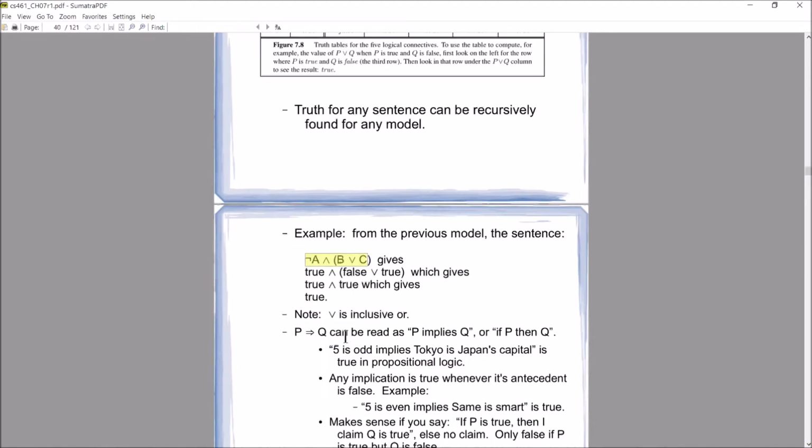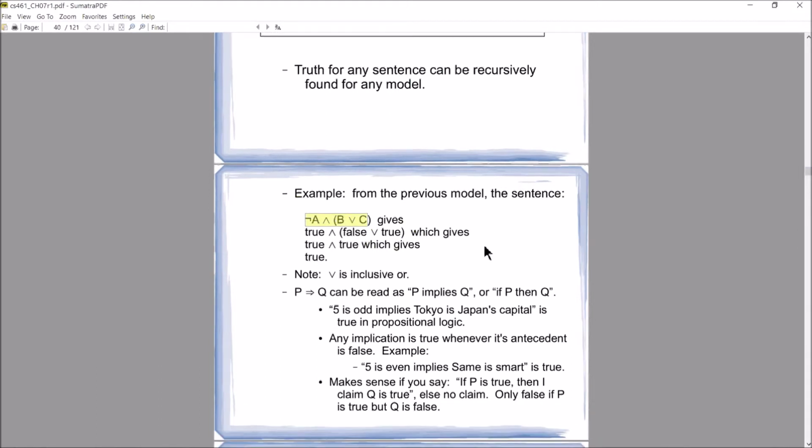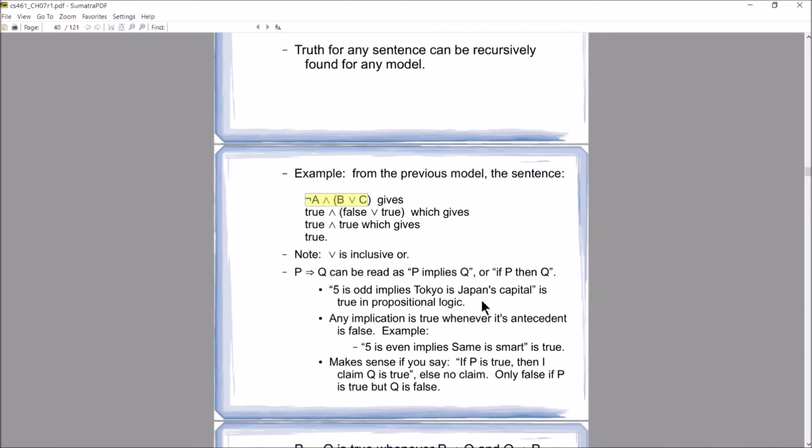Now, P arrow Q can be read as P implies Q, or if P then Q. Again, we've got some of this philosophy language going on, right? So in propositional logic, 5 is odd implies Tokyo is Japan's capital. That's true, right? It sounds kind of weird, but it's true. That's true in propositional logic based off of the definition of how implication works.